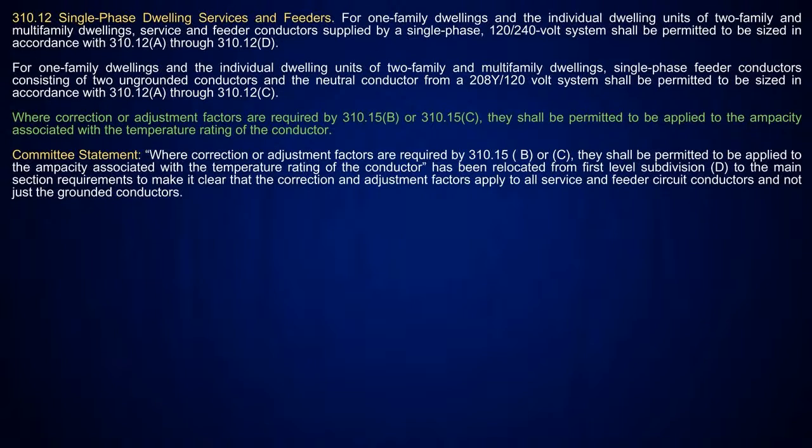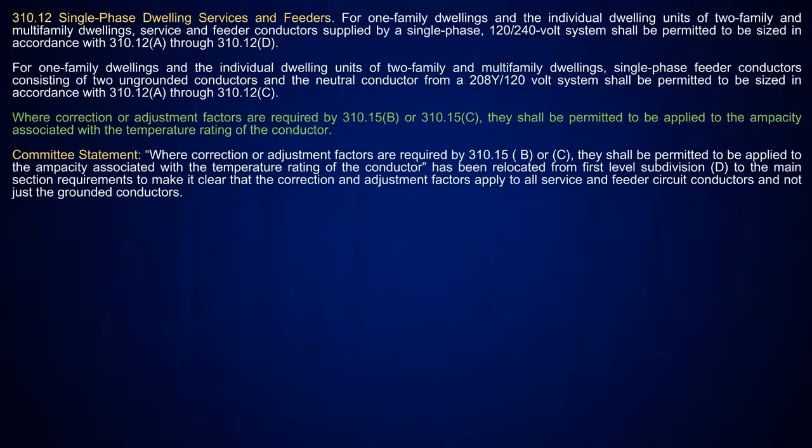Now, let's just say it was a THWN conductor, okay? If you look at that, it's going to tell you that the temperature rating of that conductor is 75 degrees. That means when you're doing the derating for that conductor, you will do it based off the 75 degrees C rating.